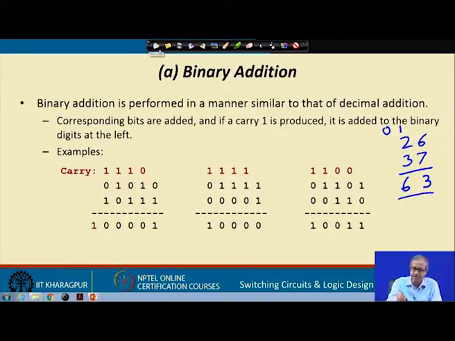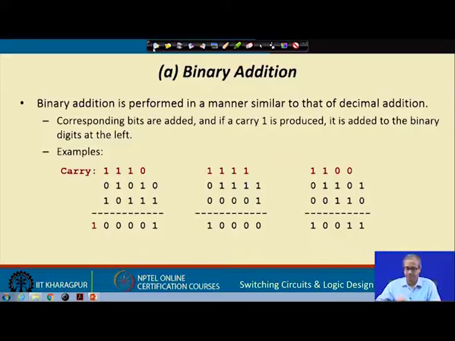For binary we do something very similar. The corresponding bits are added and if there is a carry, it will be added to the next pair of digits on the left. So, let us try to do some trial addition. For the time being, assume that the numbers are all positive, sign is not there. Let us take two 5-bit numbers 01010 and 10111.